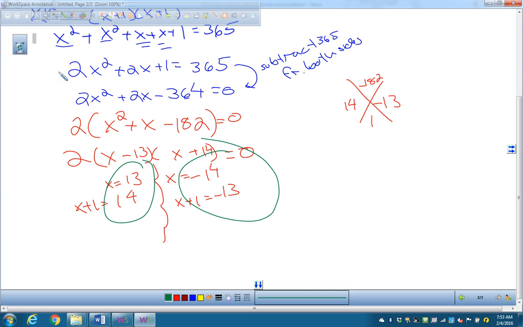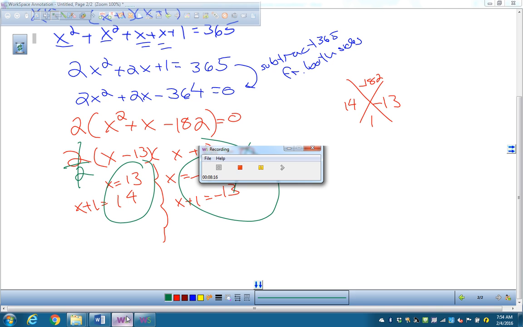Yes, Adam. What do we do with the 2? Does it just stay there? The 2 doesn't matter because I could divide it away. I could divide both sides by 2, and the 2 goes away. So the 2 doesn't really matter because you're just trying to determine what's going to make this expression equal to 0.